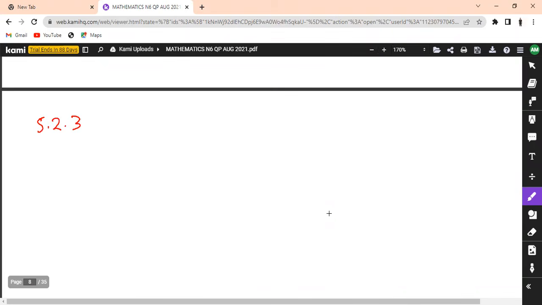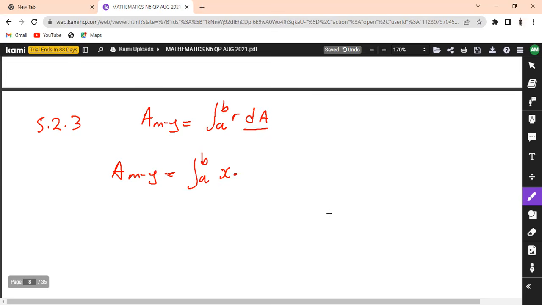Okay, so we need the area moment about the y-axis. So it is going to be the integral of x times dA, because we've already got the area there. Which means the area moment about the y-axis, we've got the limits a to b, and it's going to be x times our area, which in this case was y1 minus y2, with respect to x.